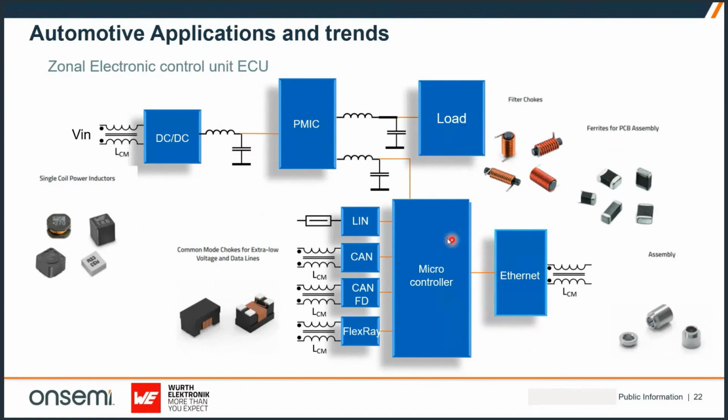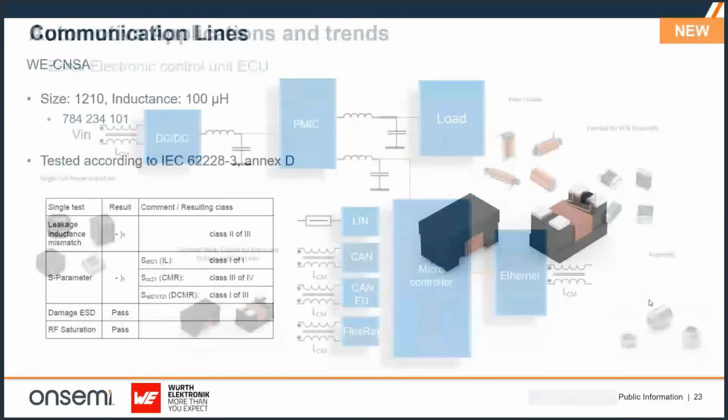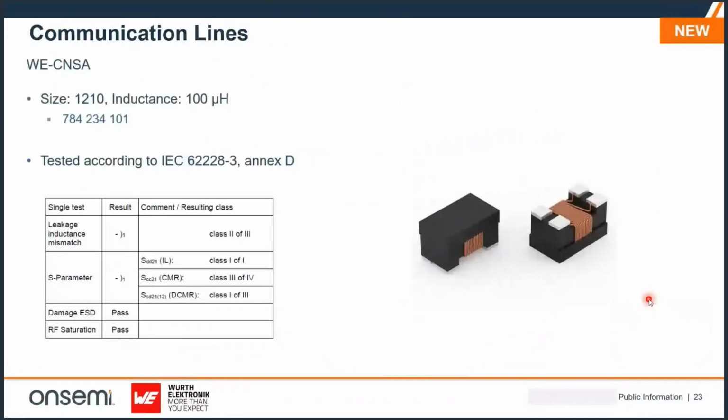And then we need to communicate through the microcontroller with the different communication protocols to the other ECUs or the main microcontroller. So we can see here also the common mode chokes for communication lines that can be used, and also electromechanical components that can be used for fixation of these components. So just showing some examples of the new products that we have in the portfolio.